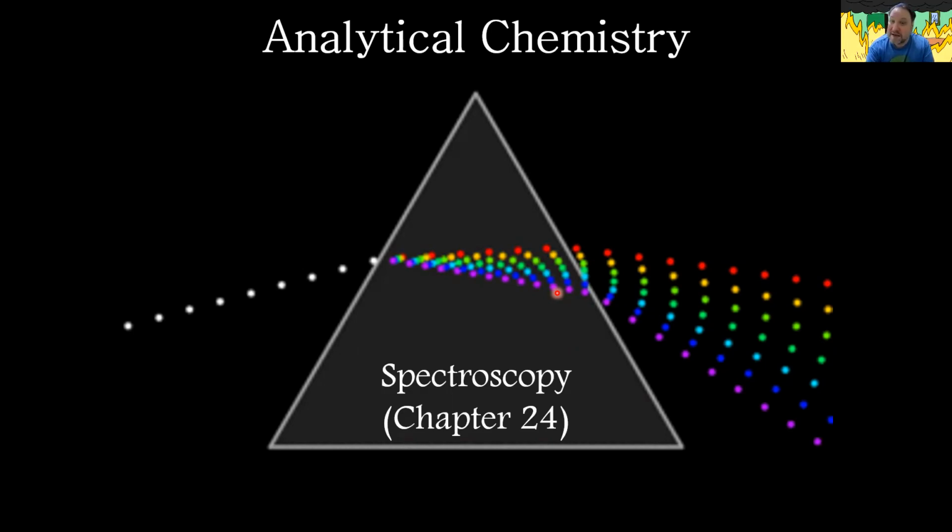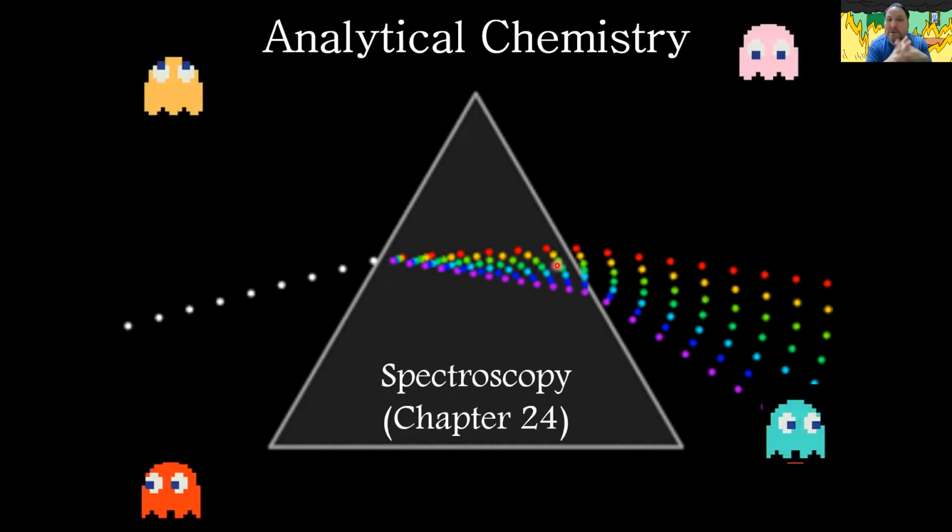with studying the sun and light and color. And the term spectroscopy actually comes from the Greek spectros and scopy. And so that's why I've got these little Pac-Man ghosts here in different colors, because spectros literally means ghost and scopy means to observe or watch.